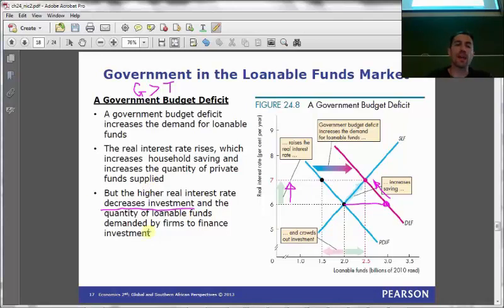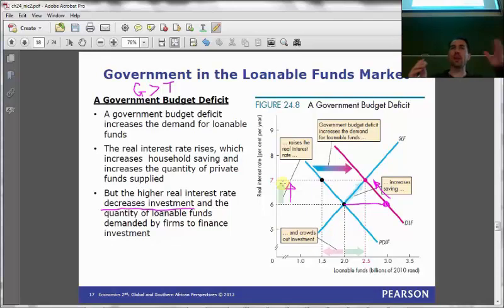What we'll see later in the course is that this has interesting effects. We call that crowding out. In other words, an increase in government spending causes interest rates to increase. The increase in government spending therefore causes a decrease in investment spending. Right? So government spending goes up, but because government spending goes up, investment spending goes down.